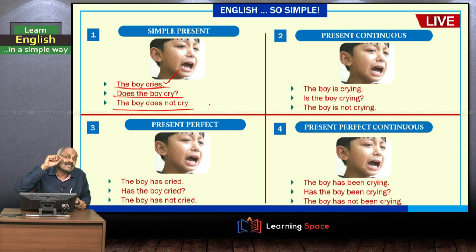Affirmative, interrogative, then negative sentences. Like that, for each and every tense form, you can draw upon three. Here the boy is crying. Is the boy crying? The boy is not crying. So, the first one is the affirmative sentence, the second one is the interrogative sentence, the third one is the negative sentence. Like that, for each tense form you can frame three types of sentences.